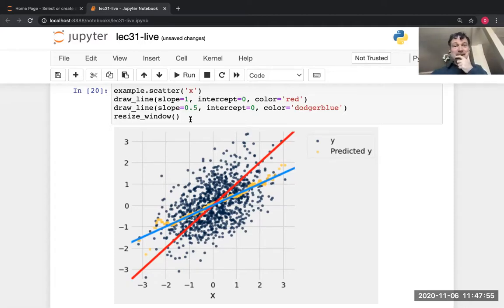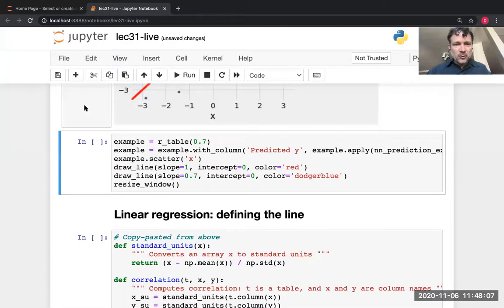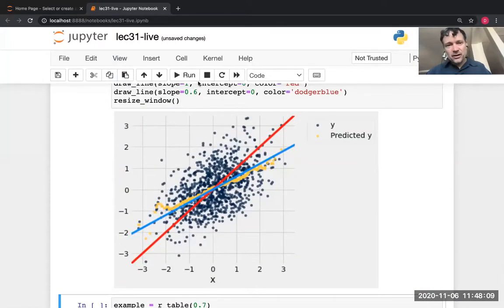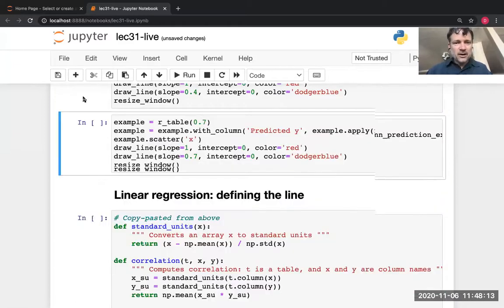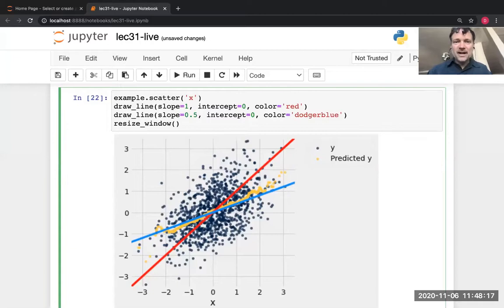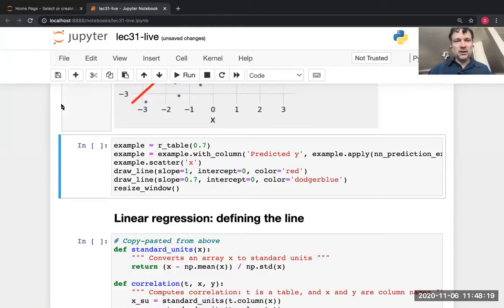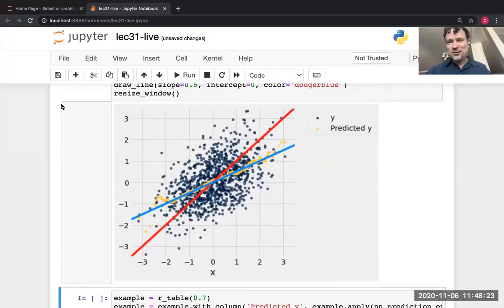And I played around with what the slope of that should be to get the blue line to match the yellow as closely as possible. And the best one that I could find was 0.5. I tried like 0.6, and that was not quite good. That was a little bit too steep. And I tried 0.4, and that was not quite good. It was not steep enough. And 0.5 was like Goldilocks. The blue line is right lined up with the yellow line I get from nearest neighbor regression.